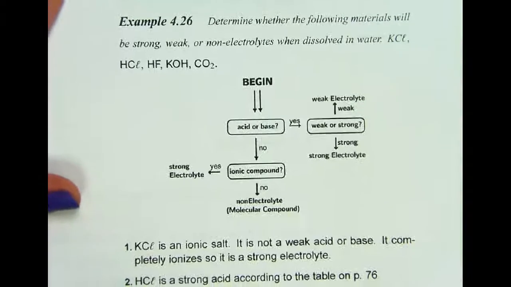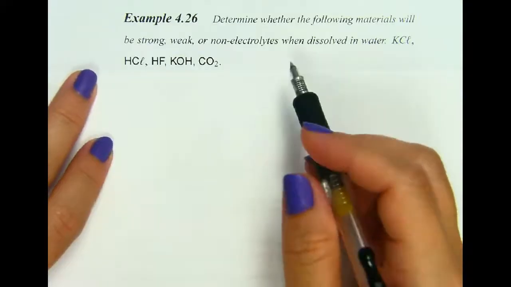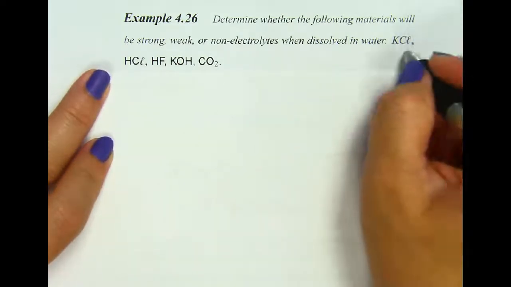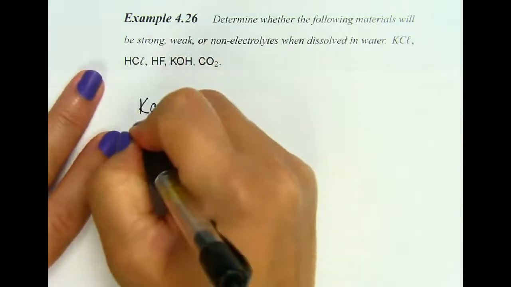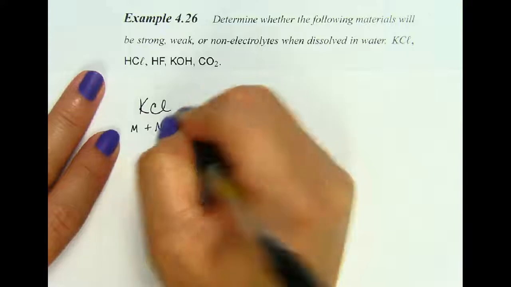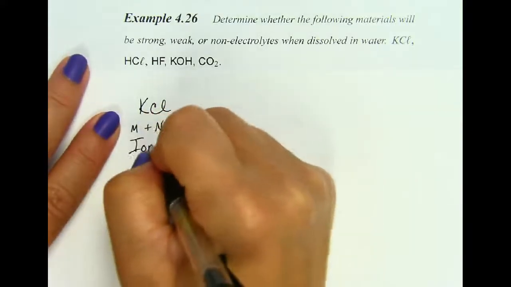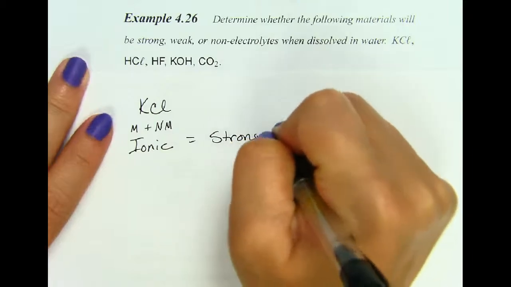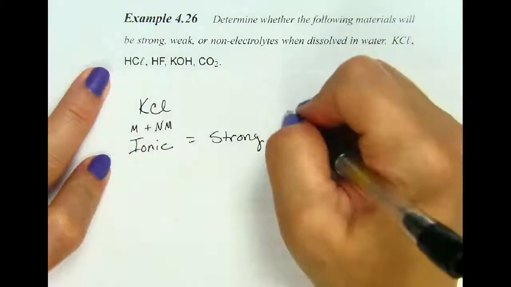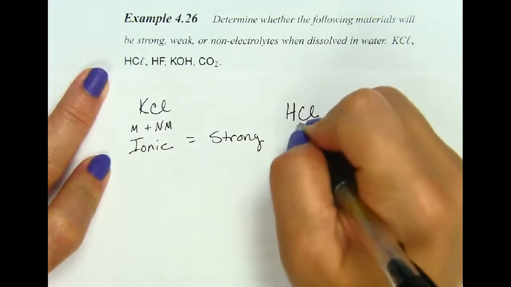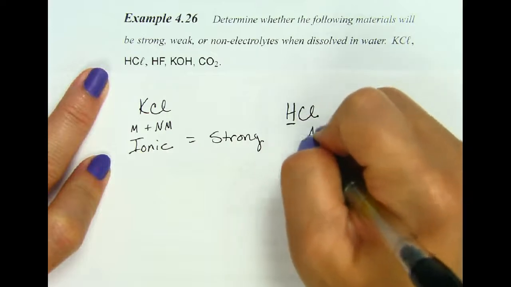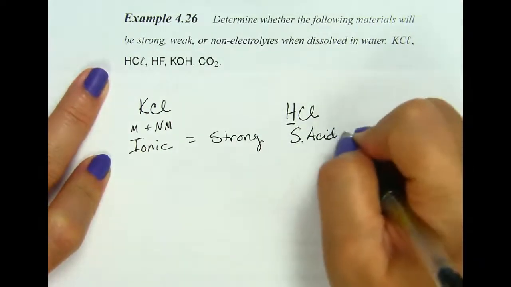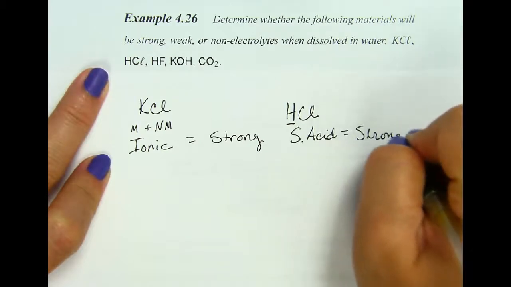So here's example 4.26. Determine whether the following materials will be strong, weak, or non-electrolytes when dissolved in water. So potassium chloride, because this is a metal and a non-metal, it's ionic, and since it's ionic, it's automatically a strong electrolyte. We have hydrochloric acid, and because it starts with hydrogen, that makes it an acid. The question is, is it one of the 7 strong? And it is one of the 7 strong, therefore it's a strong electrolyte as well.